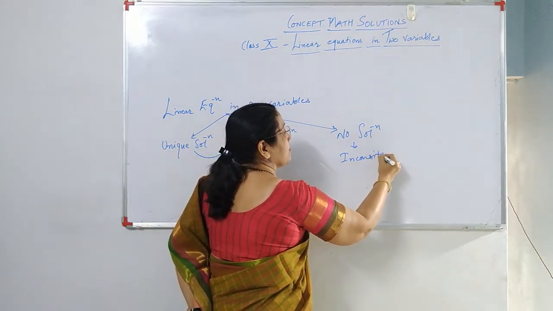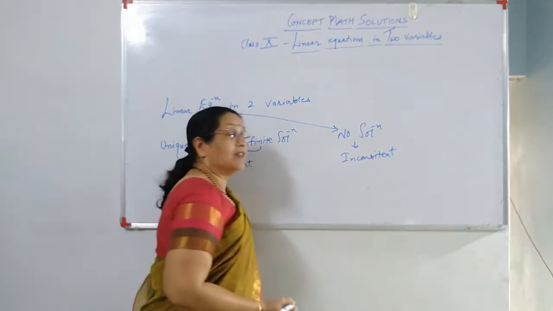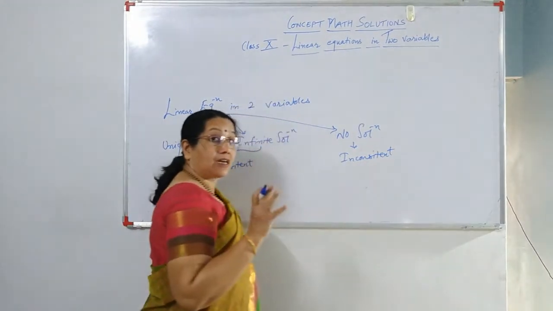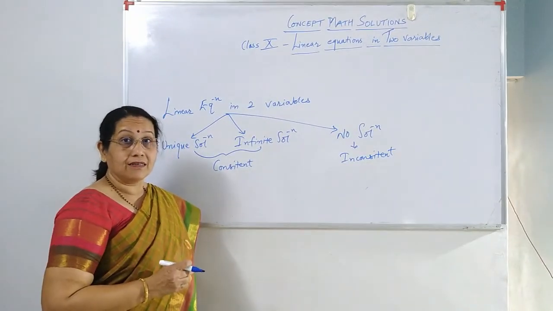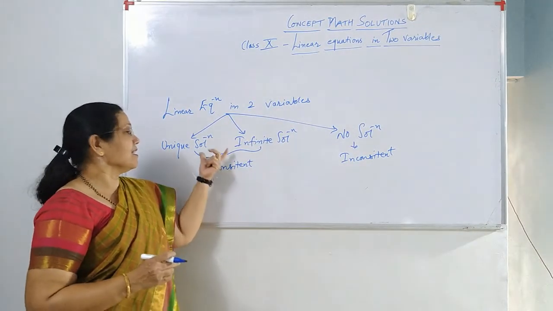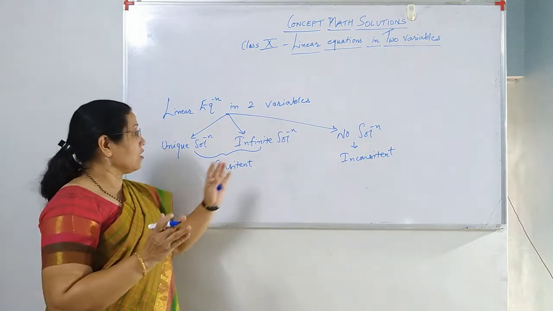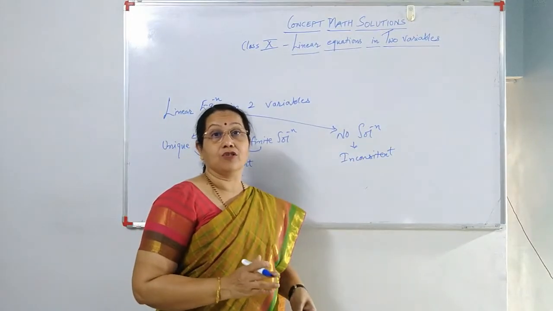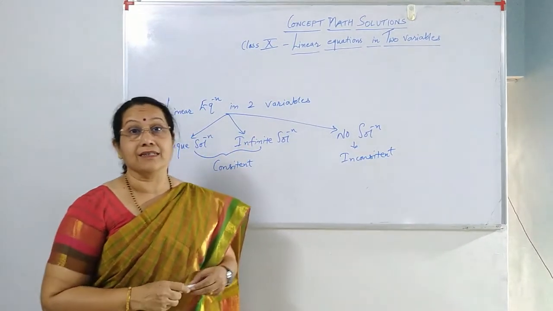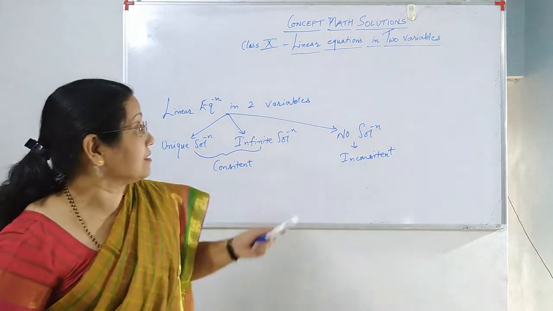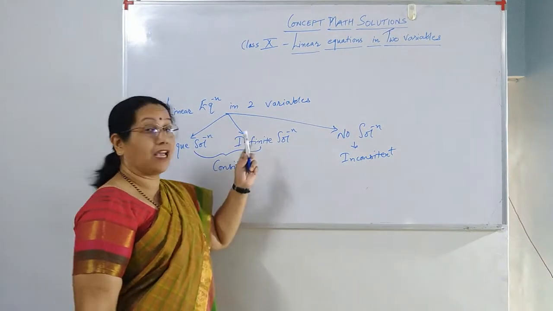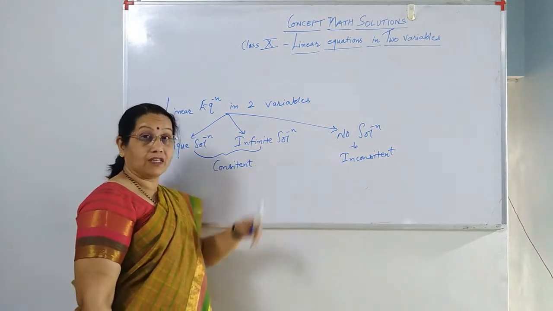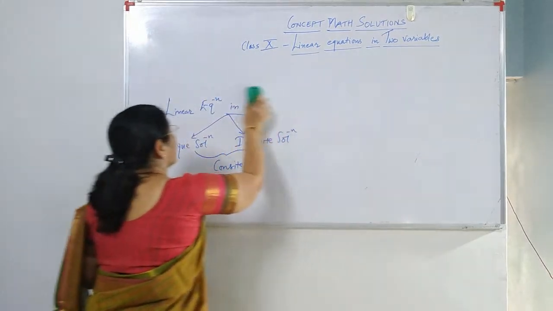You will find in some of the questions they ask whether the equations are consistent or inconsistent. When it is consistent, it has a solution, whether one or infinite, but it has a solution. And when it does not have any solution, we call the equations inconsistent. To check for consistency or inconsistency, you check a1 by a2, b1 by b2 and c1 by c2. We have discussed all these three conditions in the earlier class.